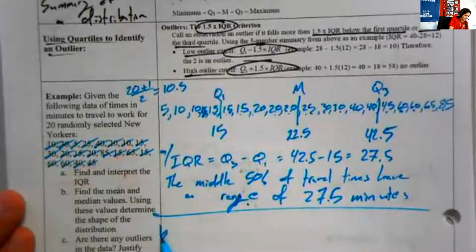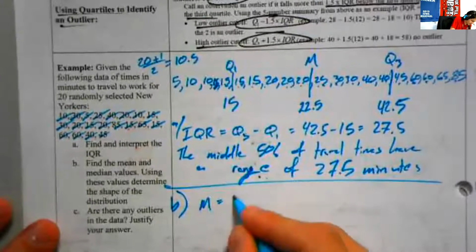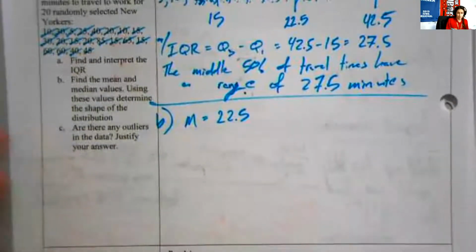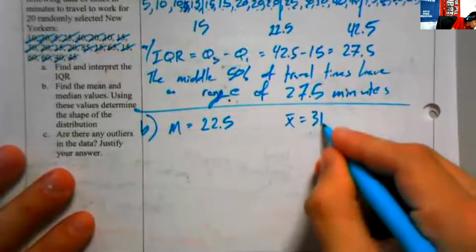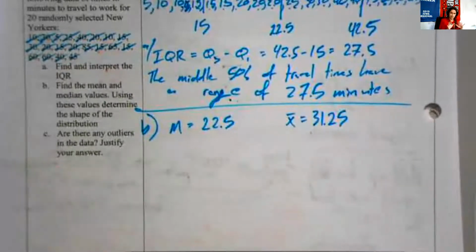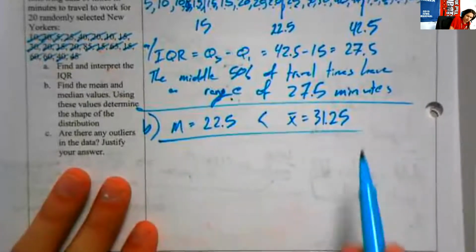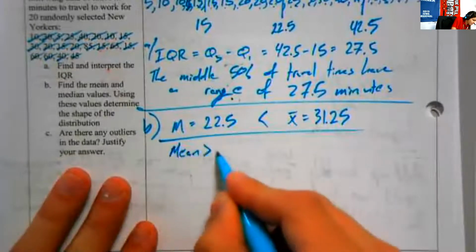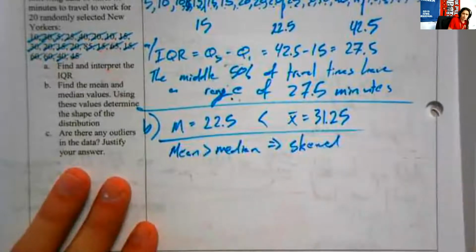Find the mean and median values. We found the median. The median is 22.5. The mean, you could put in your calculator, and you're going to find that the mean is 31.25. Okay, just from the fact that the mean is greater than the median, what could you infer from that? You could infer, since the mean is greater than the median, that this is a skewed right distribution.